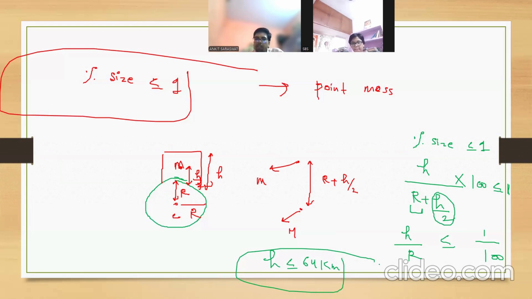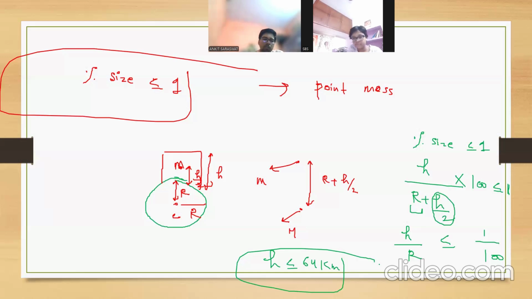Okay, if the size is less than or equal to 64 kilometers with respect to Earth, we can consider this body as a point mass or point size. We can apply the laws of gravity like this. Understood? Percentage size must be less than or equal to 1.